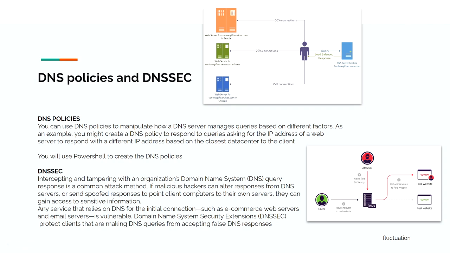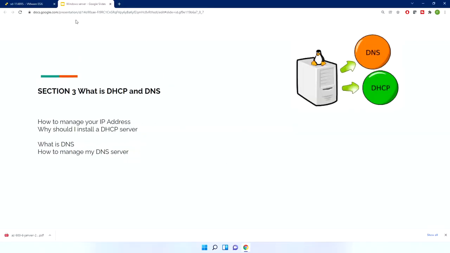Malicious attackers can alter responses from a DNS server or send spoofed responses to point client computers to their own server, and they can get access to information. So if I do phishing, I can change it if I want. Any server that relies on DNS for the initial connection, such as an e-commerce web server and email server, is vulnerable. So DNSSEC can protect clients that are making DNS queries from accepting false DNS responses. So how does it work?